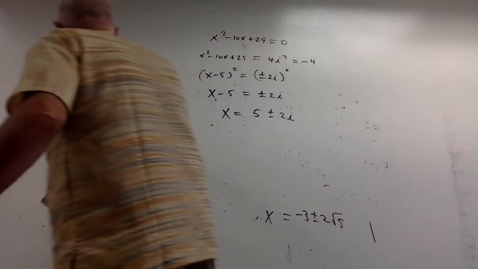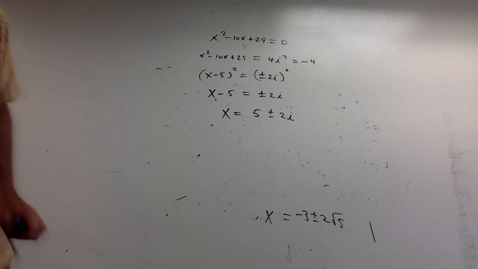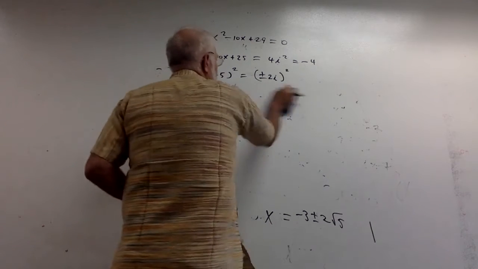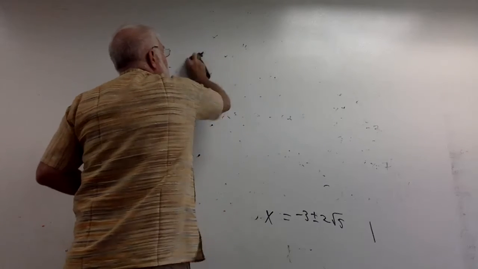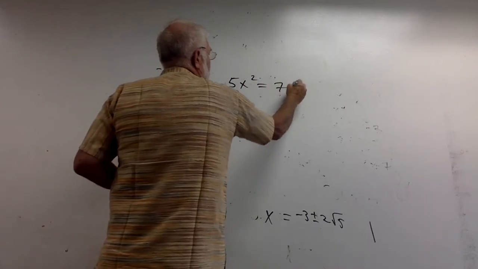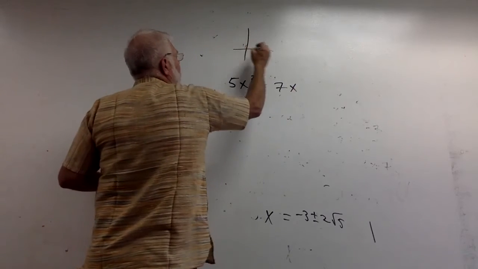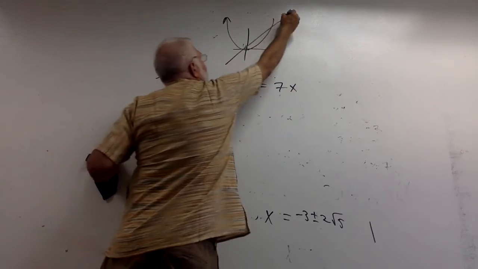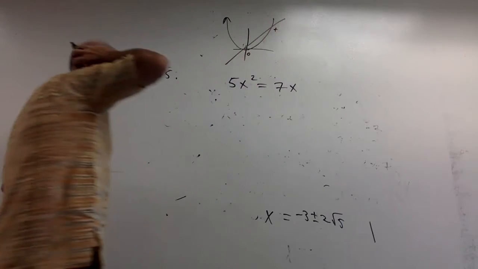Problem 35. 5x squared equals 7x. 5x squared is a pretty narrow parabola, but I'm going to widen it. And 7x is a line through the origin. I got a 0 and a positive number for answers.